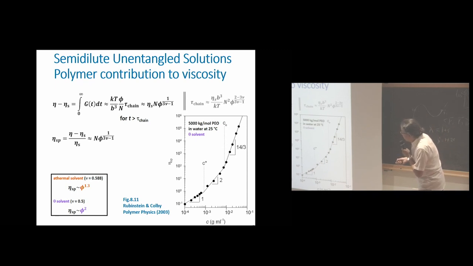So for the case of an athermal solvent, the exponent should be 1.3. And in a theta solvent, the exponent is 2. So you can see the example of polyethylene oxide in water showing the slope of 2.